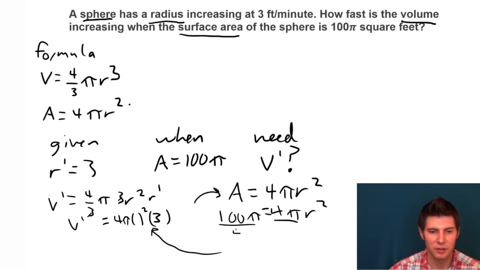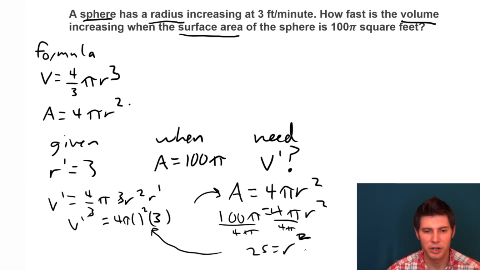Divide both sides by 4 pi, and we get 25 equals r squared. So we know r equals 5. That gets plugged in here. Now we can solve for v prime. 5 squared is 25. Times 4 is 100. Times 3 is 300. So this is 300 pi equals v prime.